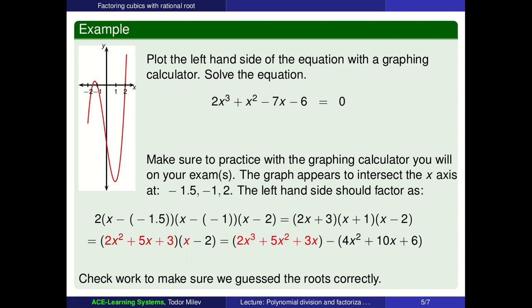Alright, now let us distribute further. 2x squared plus 5x plus 3 times x equals 2x cubed plus 5x squared plus 3x. And 2 times 2x squared is 4x squared, 2 times 5x is 10x, and 2 times 3 is 6. And I have also copied the negative sign here. Please do not forget the parentheses. Okay.